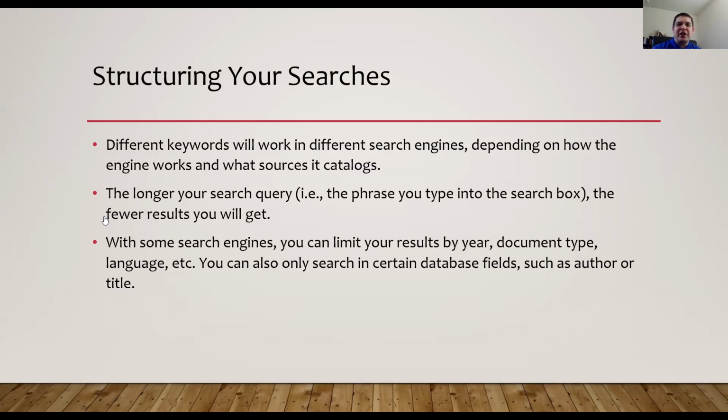The good news is that there are some very useful database tools out there. So this will depend on the engine you're using, but you can use some of the built-in limiters or filters and say, I only want stuff that was published after 2000, or I only want PDF sources, full text sources, or I only want stuff in German.